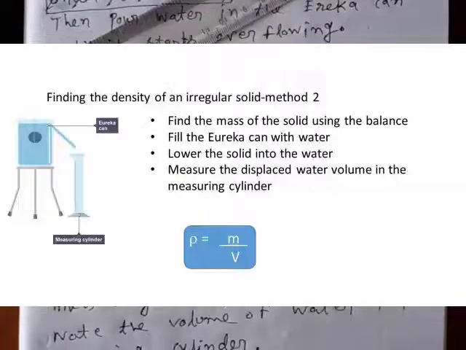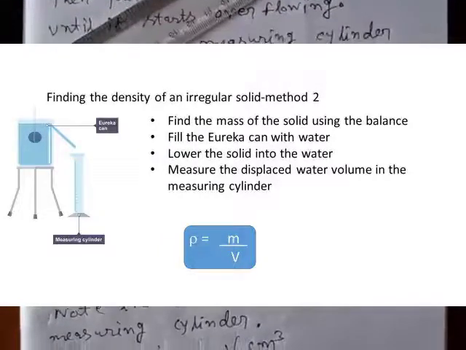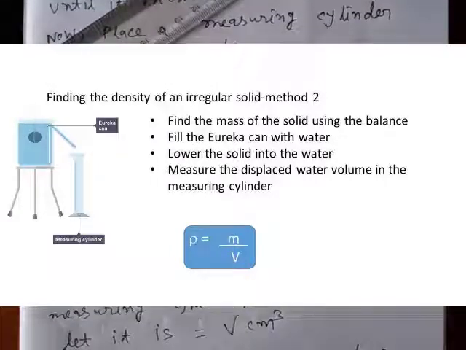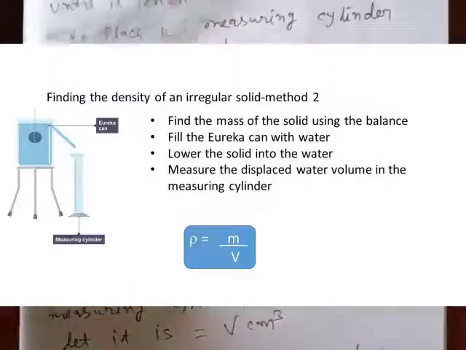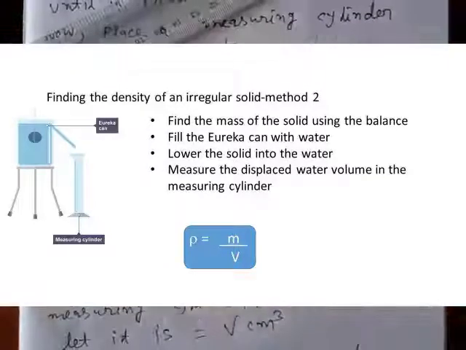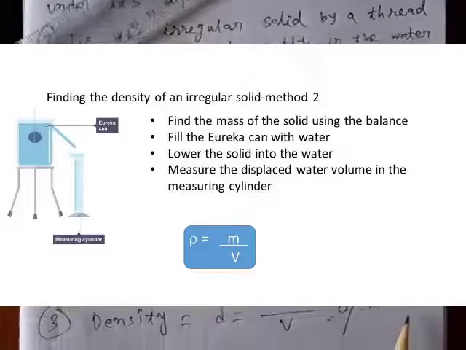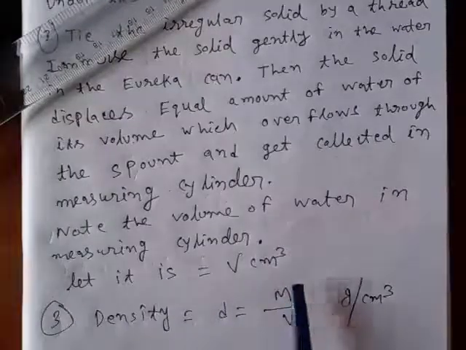Then the solid displaces an amount of water equal to its volume. So the same volume of water overflows through the spout of the Eureka can and gets collected in the measuring cylinder, which is placed just below the spout. Okay. Then note the volume of the water in that measuring cylinder. Suppose that is V centimeter cube.